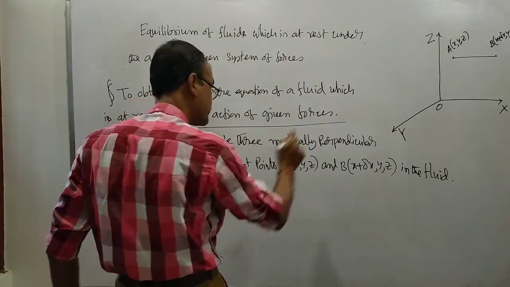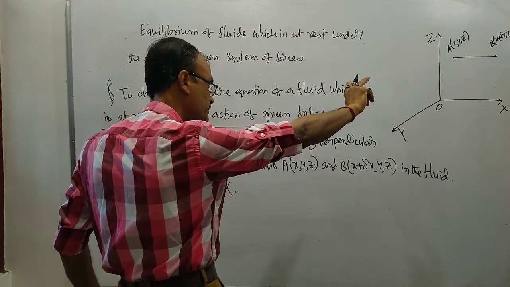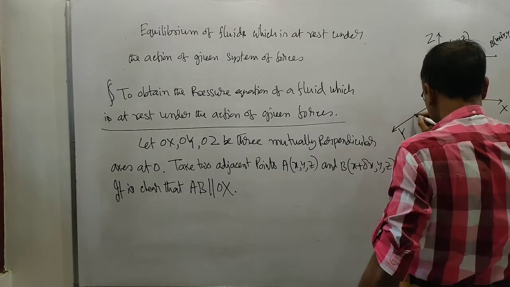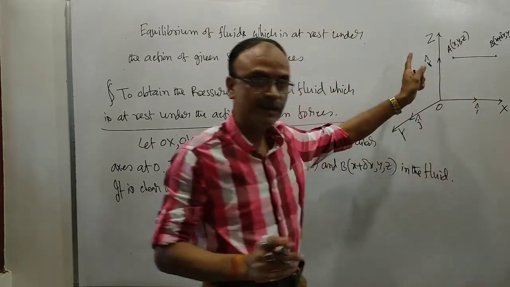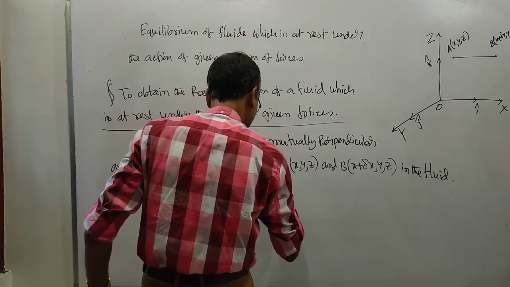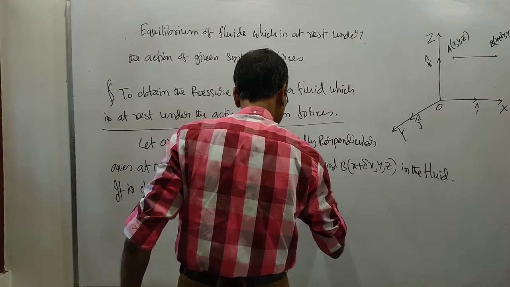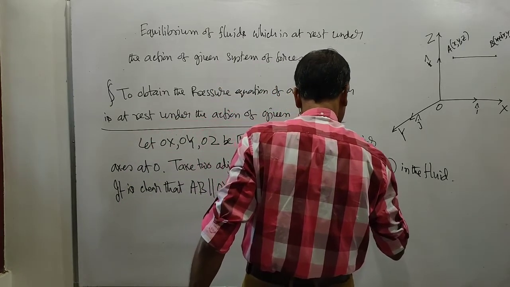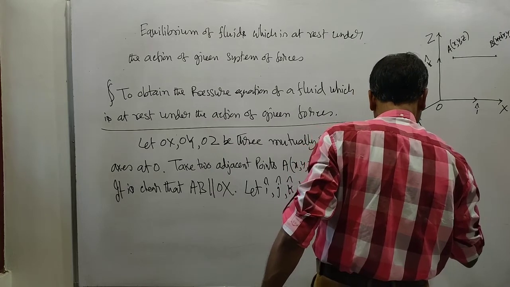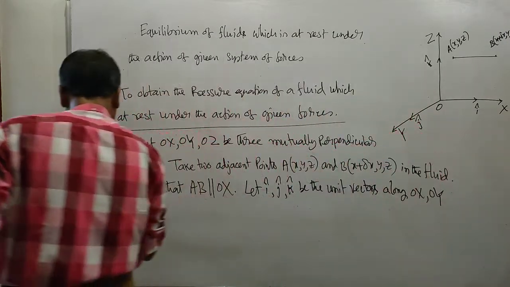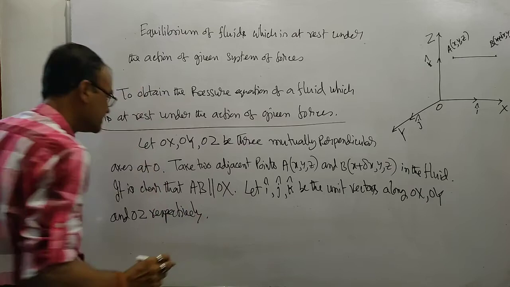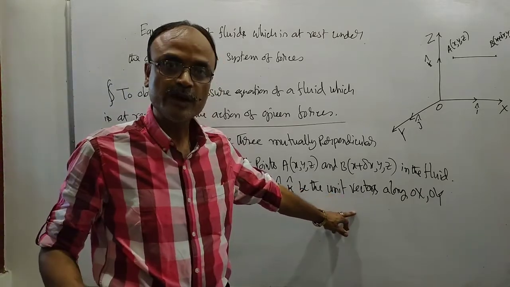Now, suppose i cap, j cap, k cap be the unit vectors along OX, OY, OZ respectively.